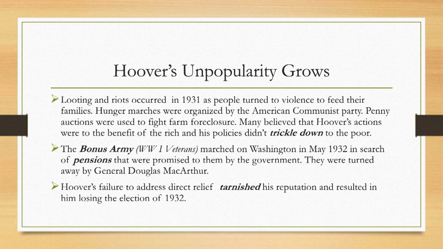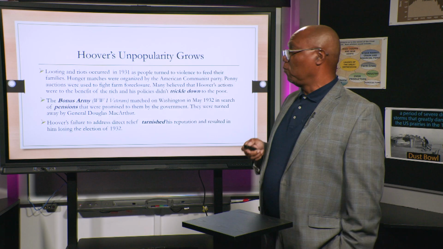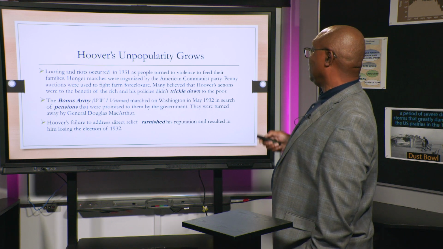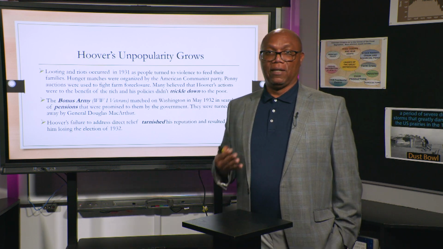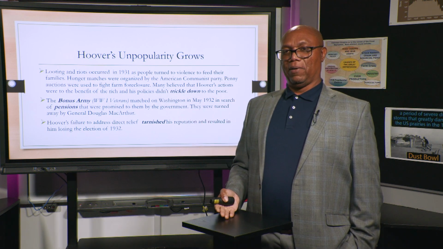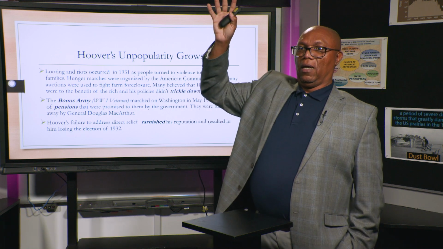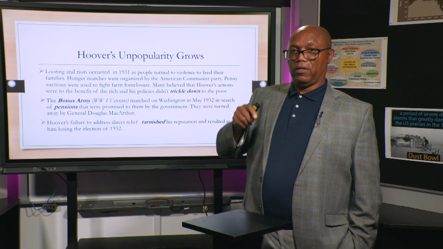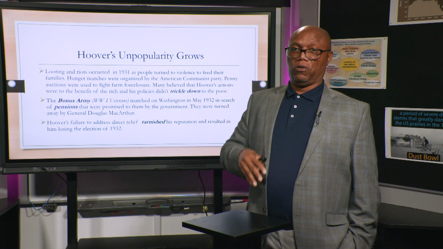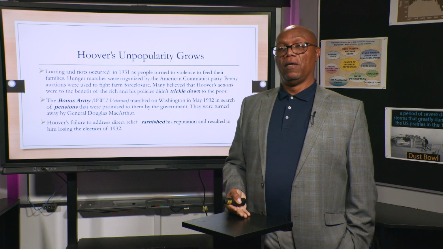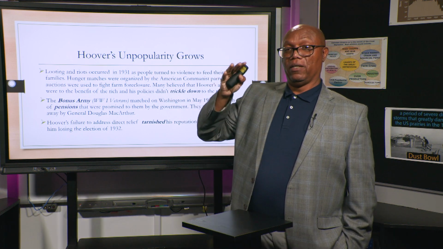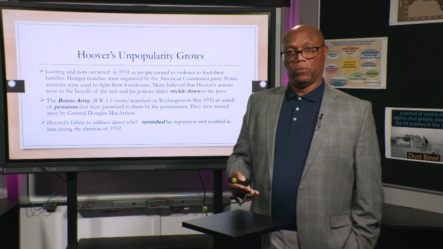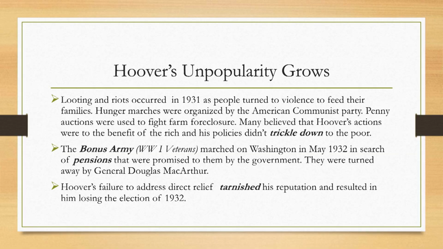Penny auctions were used to fight farm foreclosures. Many believe that Hoover's actions were to benefit the rich, and policies didn't trickle down to the poor. Trickle down is an idea of economics that if the wealthy, who are the business owners, are doing well, some of that prosperity will trickle down to the people that work for them. So if I, as a business owner, do well, then the people that work for me, in turn, will do well also.